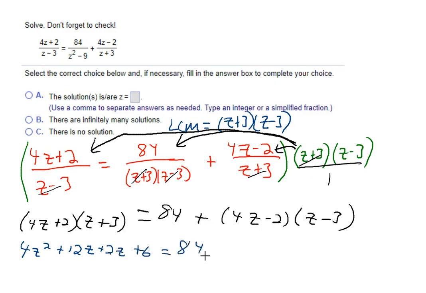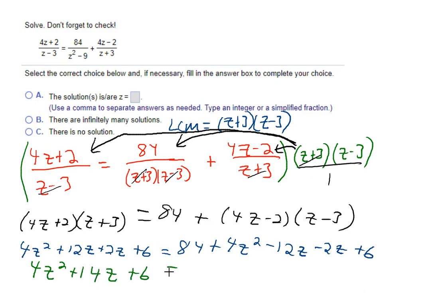On this side, we're going to have 84 plus, same kind of thing happens over here. We get 4z squared minus 12z minus 2z plus 6. All right, and so we combine like terms, just like we did last time. So we're going to get 4z squared plus 14z plus 6 equals, here the 84 and the 6 can combine together. So let's go ahead and put this first. 4z squared minus 14z, but don't forget about the 84. 84 plus 6 is going to give me 90, right?